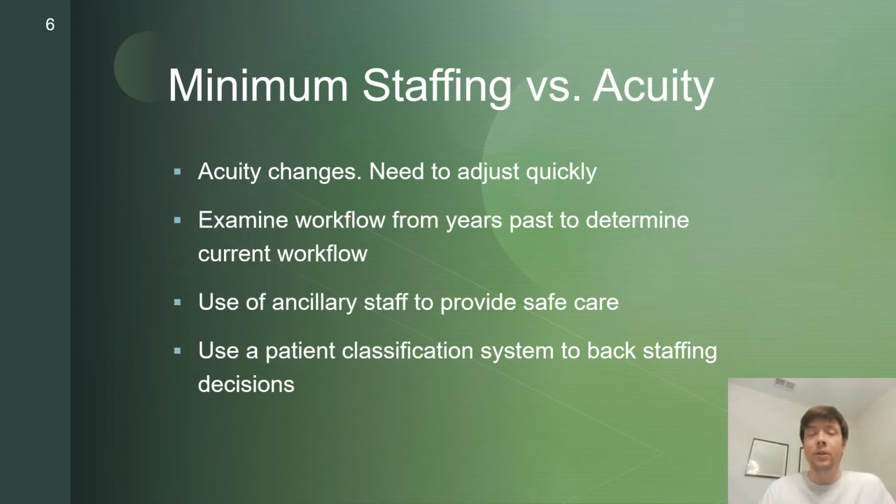Another idea is using a patient classification system based on assigning a number to a patient, such as a 1, 2, or a 3. The number of patients assigned a higher number will trigger the need for additional staff. Keeping a close eye on the patient classification system will allow for that prompt adjustment to staffing and maximization of your revenue.